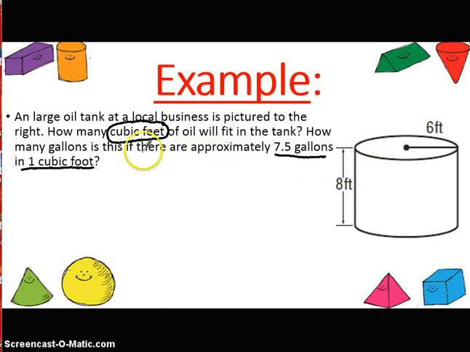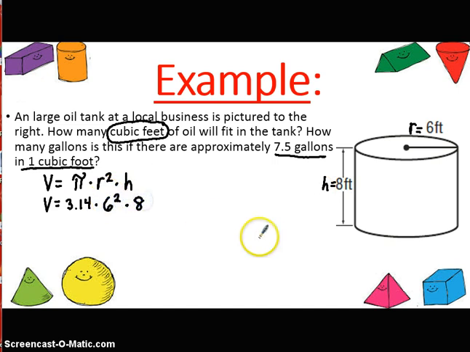To do so, we will need our volume formula for a cylinder. So look on your formula sheet and find the formula for volume of a cylinder. Volume of a cylinder is calculated by pi times the radius squared times height. And in this problem, it tells us the radius and it tells us the height. So we just need to substitute those values. So volume equals 3.14 times the radius, which is 6 squared, times the height, which is 8.